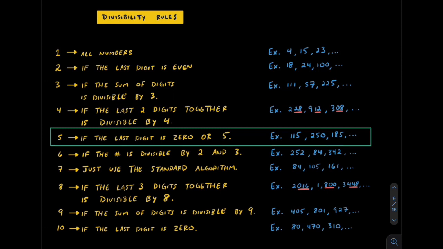This one's a crowd favorite. In order for a number to be divisible by 5, it needs to end in a 5 or a 0.